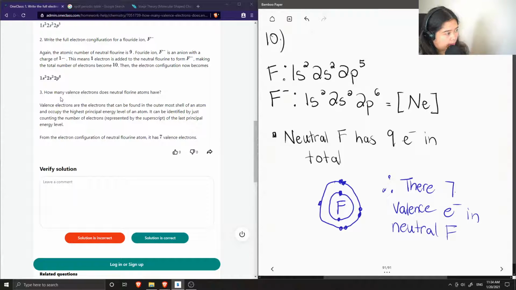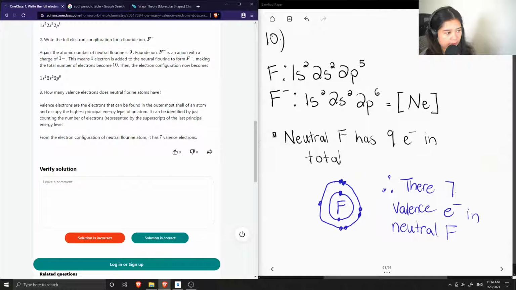For part C, valence electrons are the electrons that can be found in the outermost shell of an atom and occupy the highest principal energy level of an atom. It can be identified by just counting the number of electrons, represented by the superscript, of the last principal energy level. For the electron configuration of a neutral fluorine atom, it has 7 valence electrons. Yep, so this solution is correct.